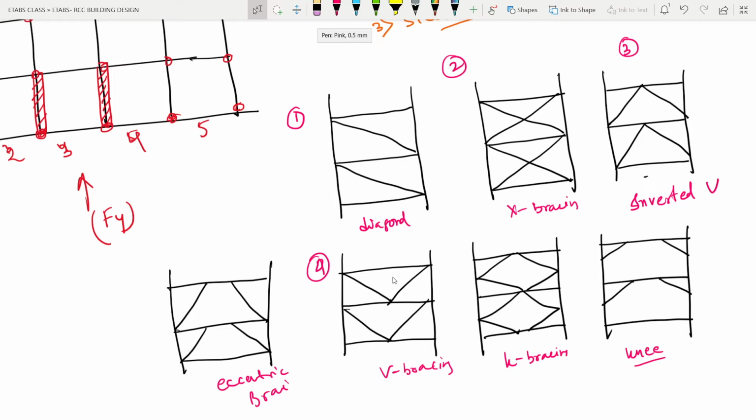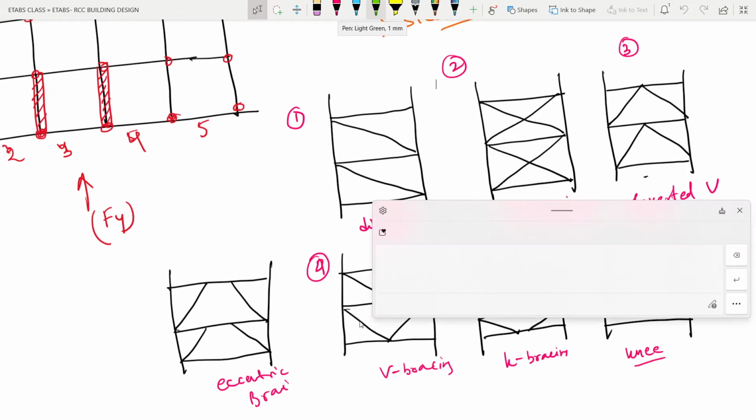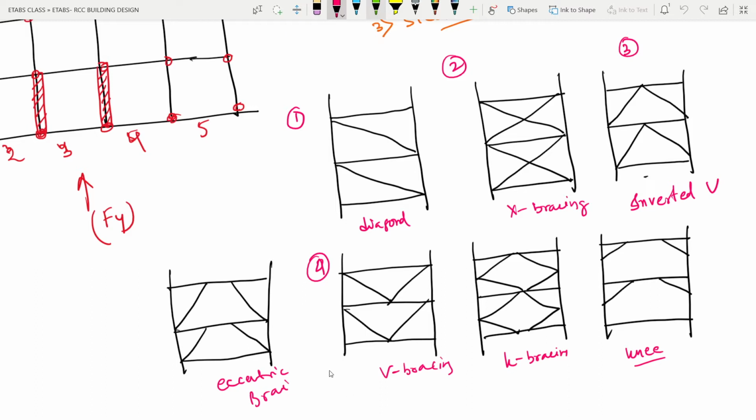Now the problem with these bracings is that it is very hard to provide doors and windows with this kind of bracing. So we need to give the bracing in such a way that we can accommodate the doors and windows also. Though it is possible in the case of V type bracings, it is very hard in the case of diagonal and X bracing. Okay, and it seems very easy in the case of eccentric bracing, in the case of K bracing.